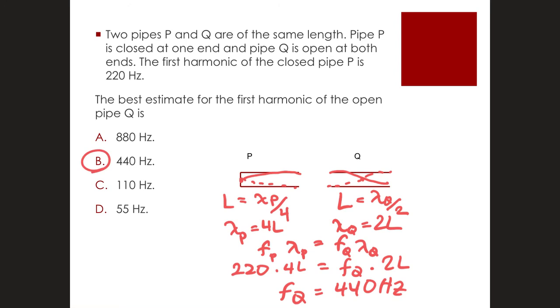Now let's see if we can logic through that as well. In this case, our wavelength has decreased by 1/2. And since frequency and wavelength are inverse, if my wavelength went down by 1/2, my frequency should go up by 2.